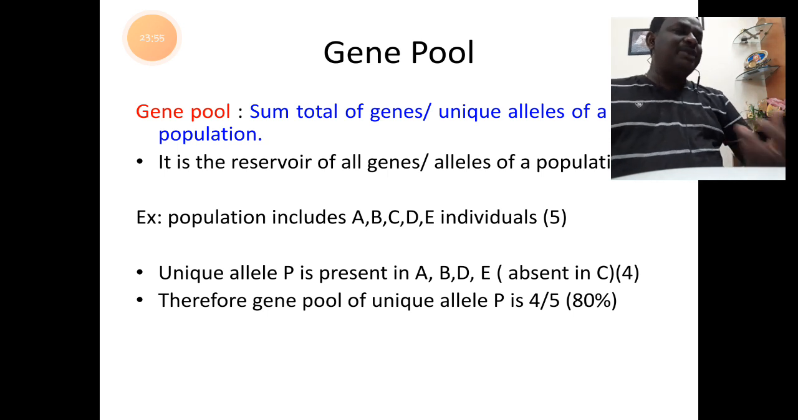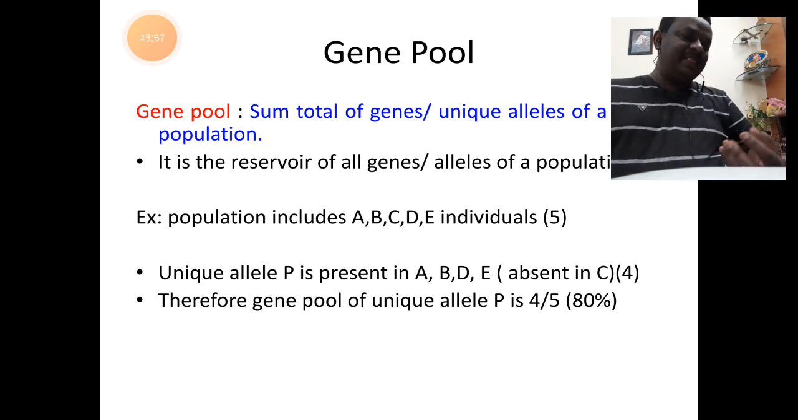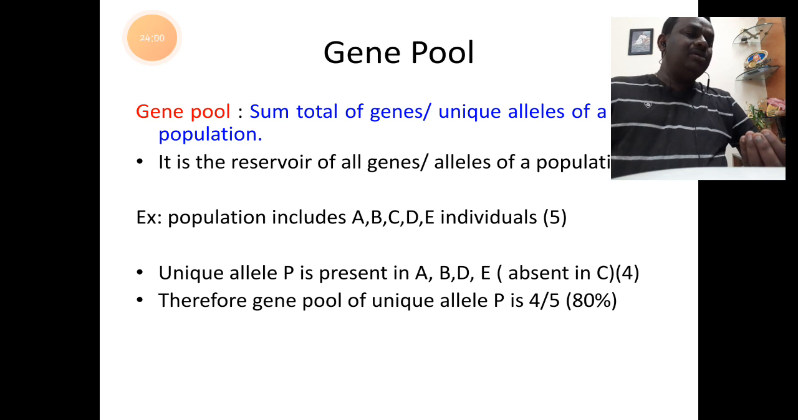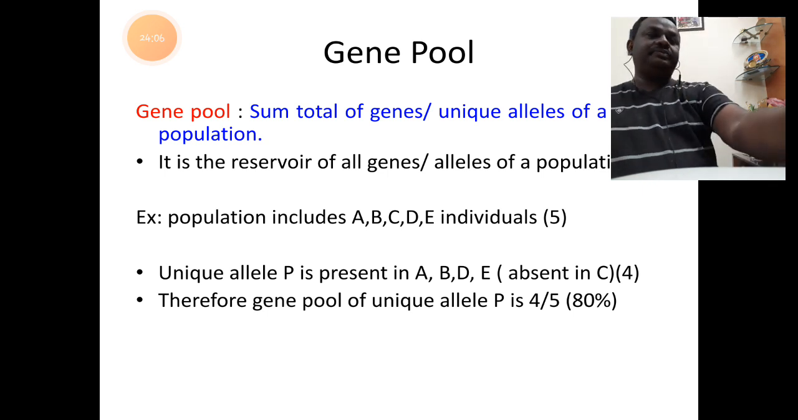Are we able to understand? Are you able to understand? So the P allele frequency is 4 by 5, that is 80%.